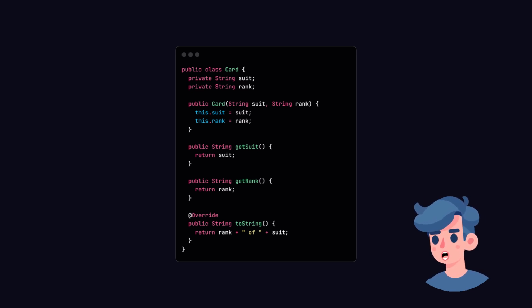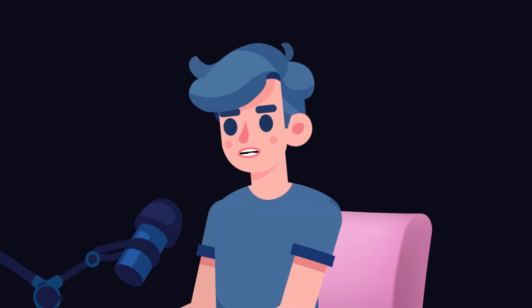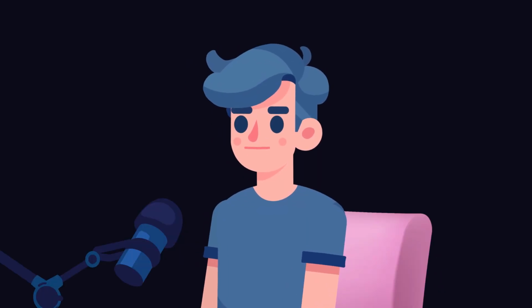First, open your IDE and create a new Java file named Card.java. In this class, we define 2 fields for the suit and rank of the card. We've also included a constructor to initialize these values and getter methods to retrieve them. The toString method provides a string representation of the card.